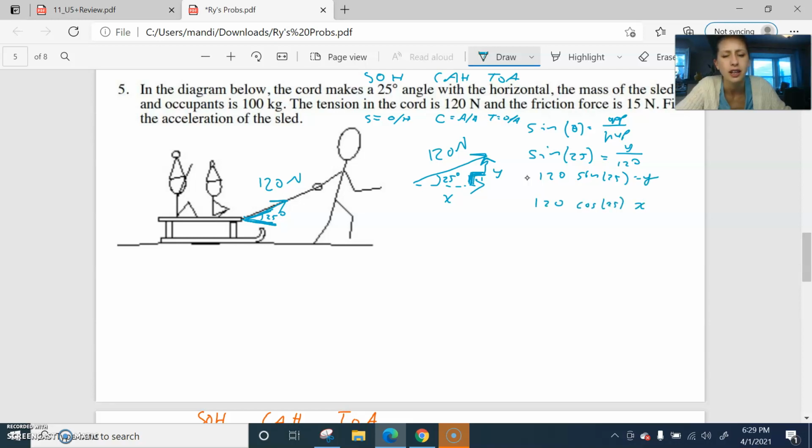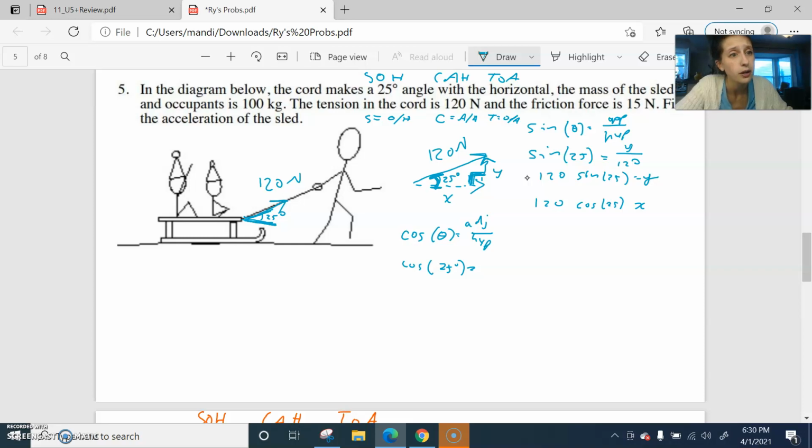Let me show you that in slow motion. So cosine of any theta is adjacent over hypotenuse. So cosine of this theta, cosine of 25 degrees, is adjacent. Now what's adjacent to it? There's two things adjacent to it. There's two things right next to this angle that it's touching. It's touching the 120 and it's touching the x.